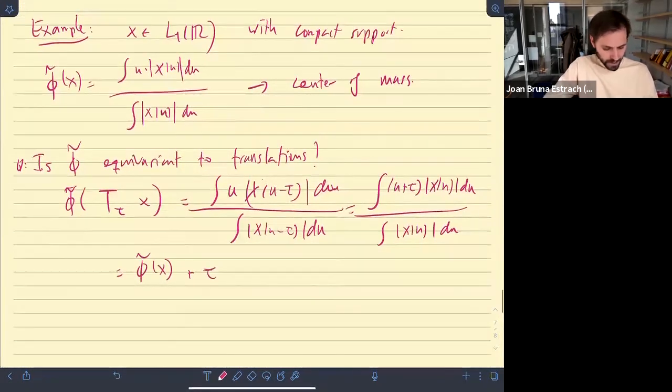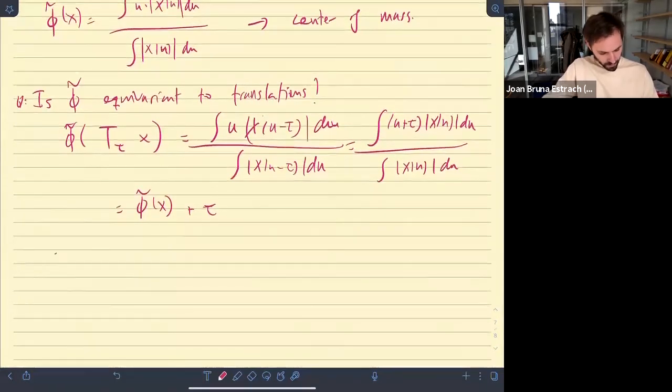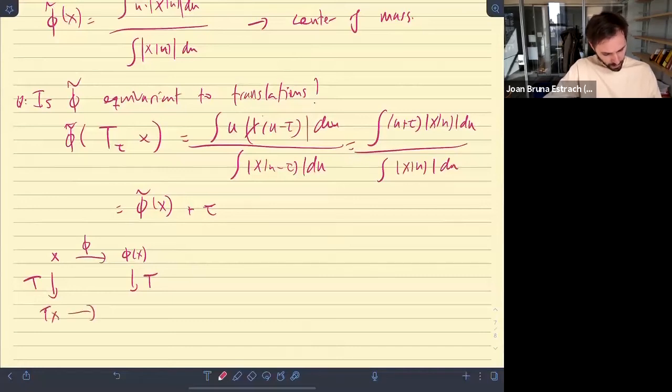Okay. So translating the input and applying the representation is the same as first applying the representation and then applying the translation. So the two operations commute. You have some x, you can map it to your representation, or you can apply some transformation t. So this diagram commutes. Here you have x, now you can apply the representation, and here you have the transformation t. So this is the commutative diagram. All right.